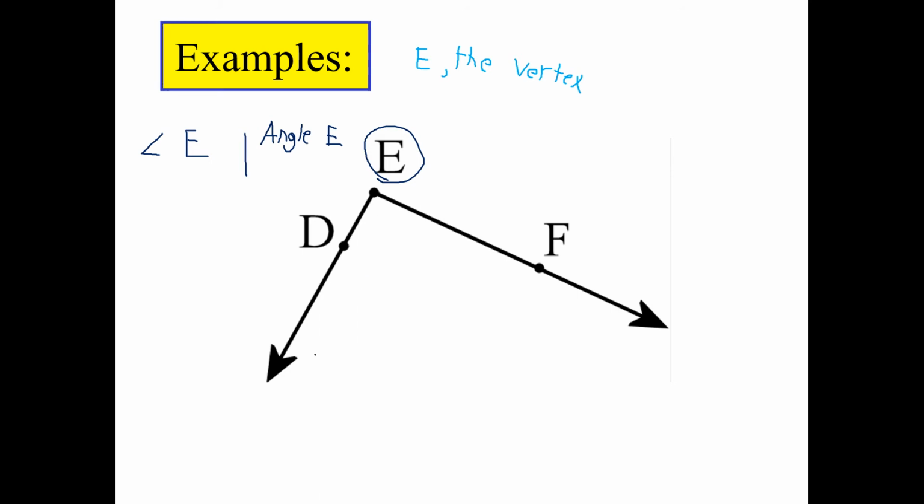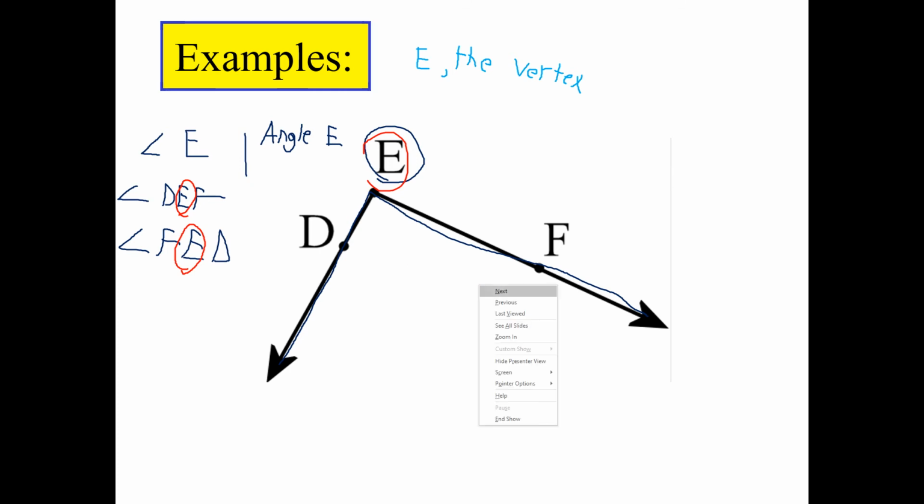Angle E. Another thing I can do is use all 3 points, which to be honest is the best way to do it in case we had a third ray popping out somewhere. So I can call this angle, going from one tip of the ray to the other, angle DEF. Or go from the other direction and go FED. One thing to remember is our vertex, which is E, has to be in the middle. If the vertex is not in the middle, then it is not named correctly.